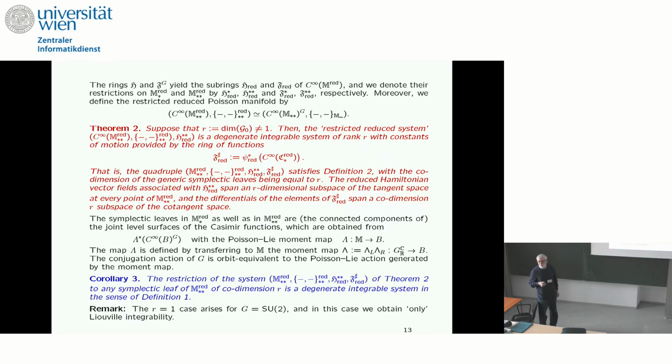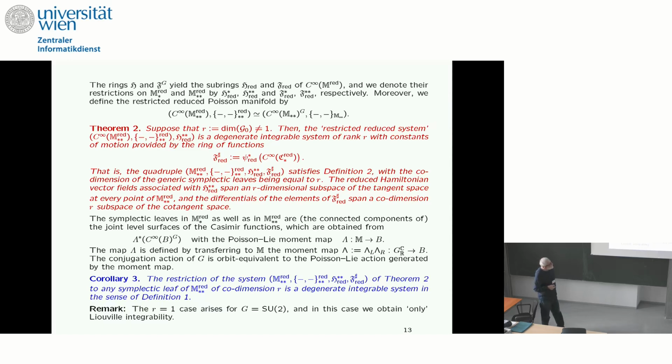Yes? You mentioned this Poisson-Lie moment map. Yes, it is a group-valued moment map. For which action is it? I will explain it, but it takes some time. Maybe at the end of the lecture I explain this. No, I was just asking about the action of B on M.